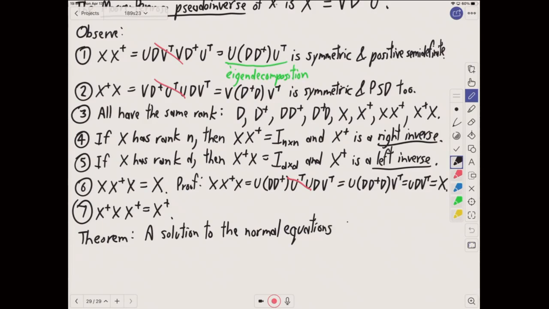Let me remind you what the normal equations are. X transpose X w equals X transpose y. We want to solve that. Sometimes X transpose X is singular. That means there's more than one solution. There's infinitely many solutions, but always one of those solutions is going to be w equals X pseudo-inverse y.